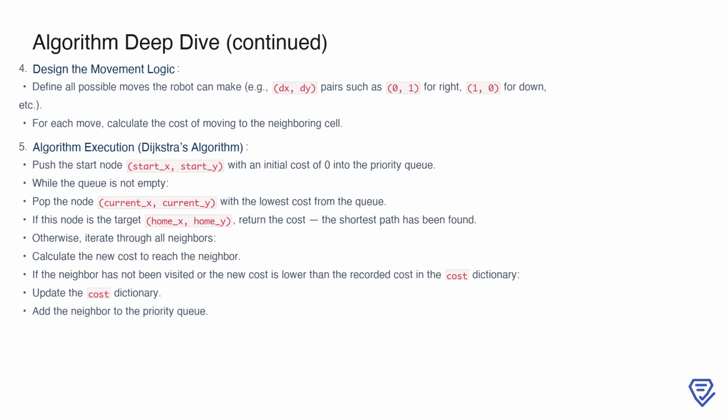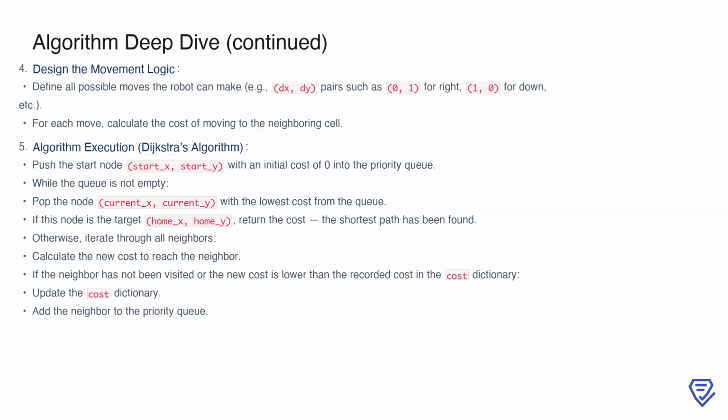The process begins by pushing the starting position, start_x, start_y, into the priority queue with an initial cost of 0. The algorithm then iteratively processes nodes, always expanding the one with the lowest cumulative cost first. If the current node matches the target position, home_x, home_y, we return the cost, as this is the optimal path.